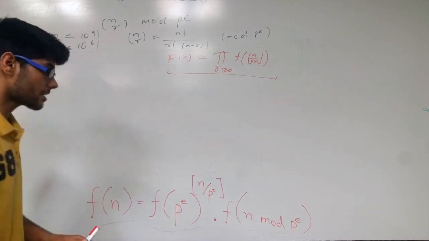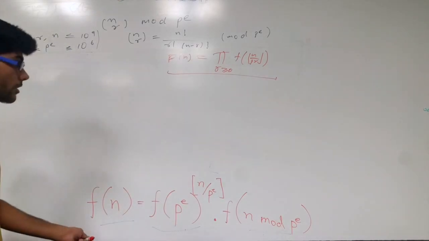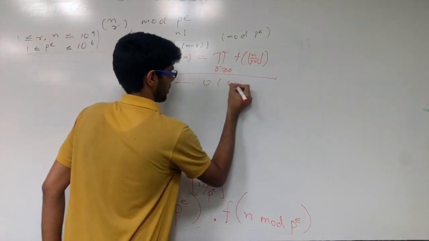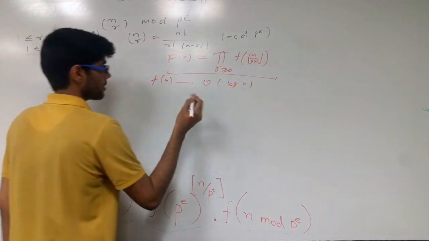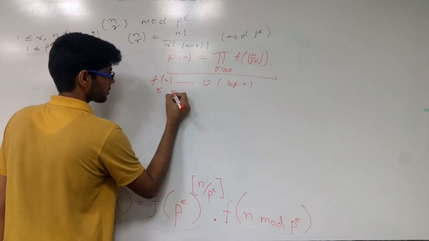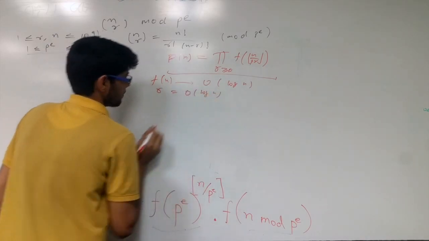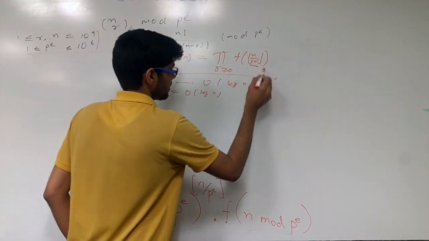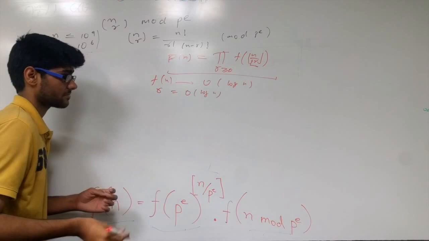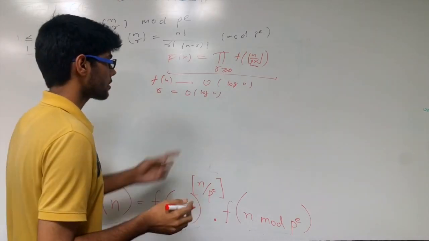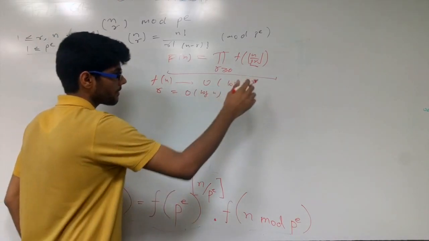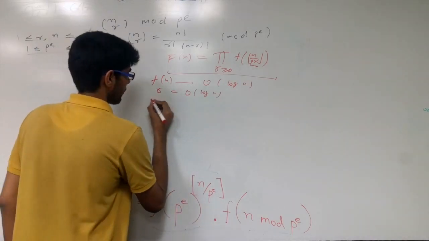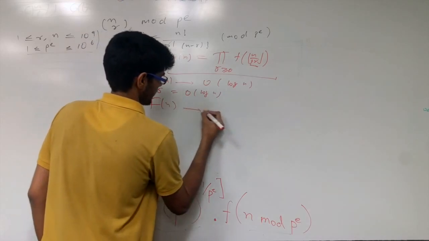In the previous section we showed that small f of n can be found in order log n time. And we know that R is also of order log n at max, because the maximum power of P which is less than or equal to n is of order log n. So overall we can find capital F of n in time order log square.